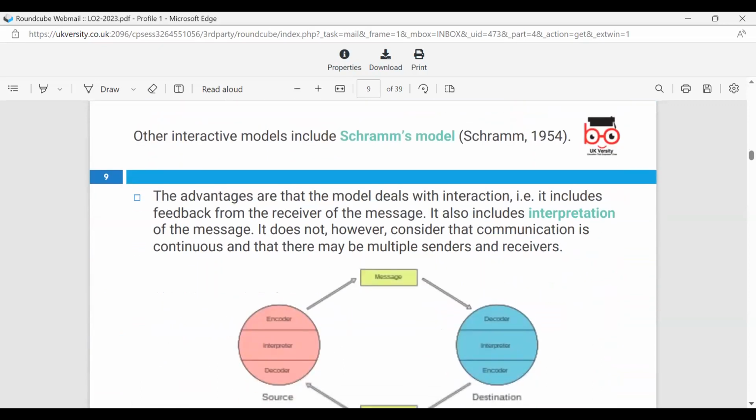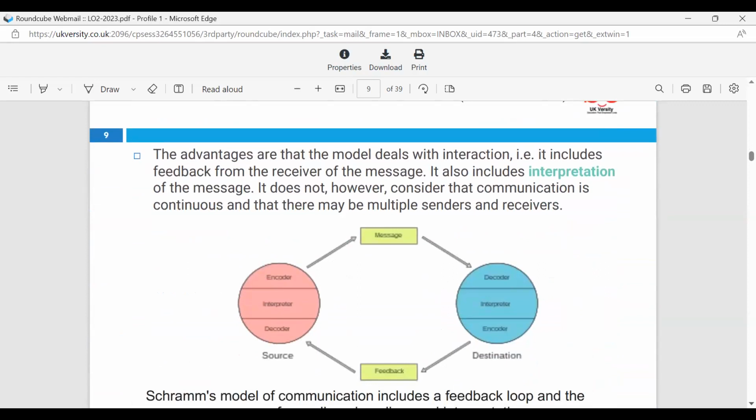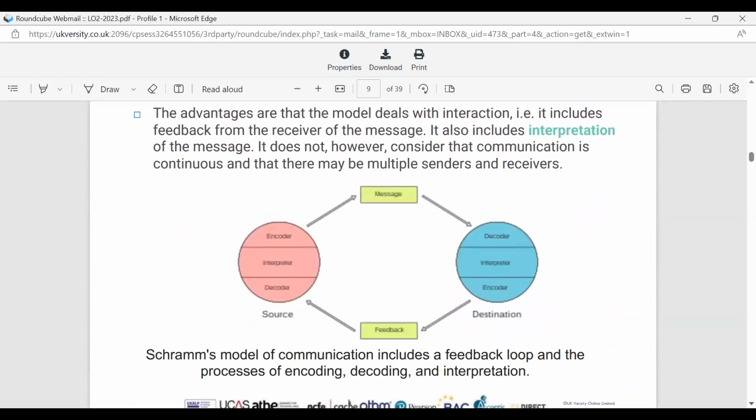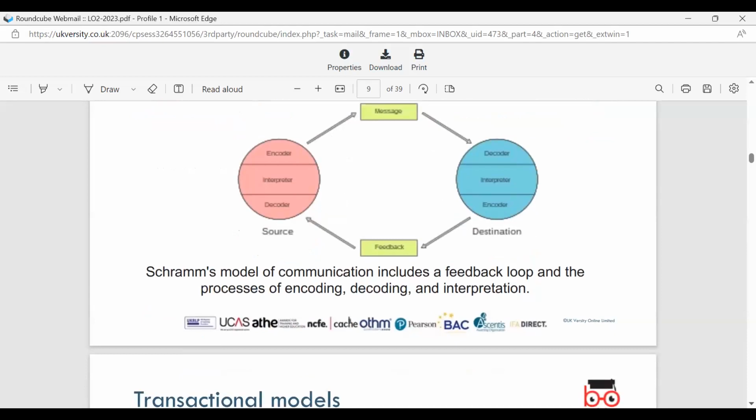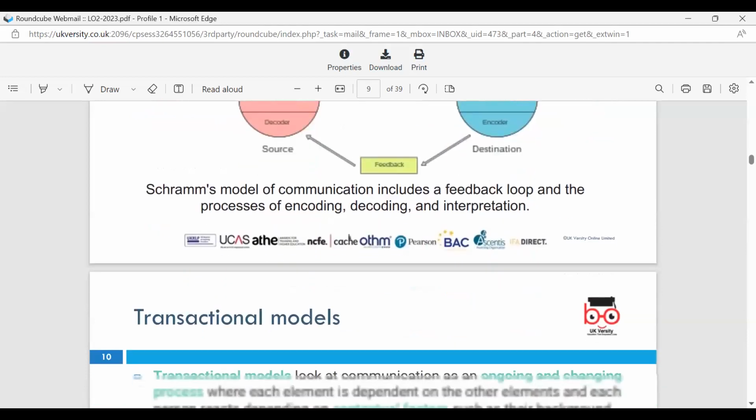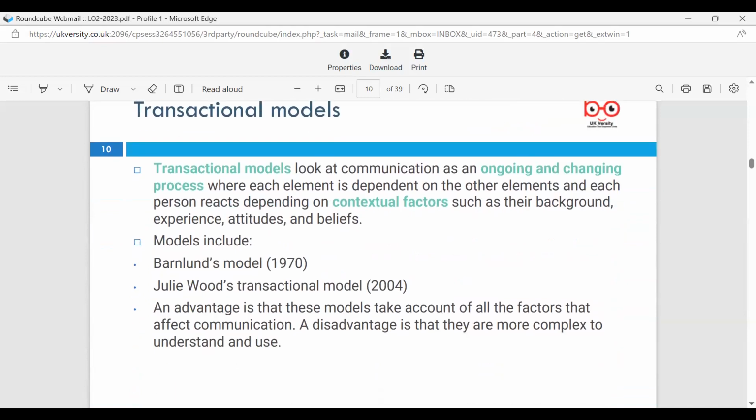Other interactive models include Schramm's model, 1954. The advantages are that the model deals with interaction. It includes feedback from the receiver of the message. It also includes interpretation of the message. It does not, however, consider that communication is continuous and there may be multiple senders and receivers. So that diagram identifies the message, encoder, interpreter, decoder, and then the feedback and the source. And this is Schramm's model of communication, which includes a feedback loop and the process of encoding, decoding and interpretation.